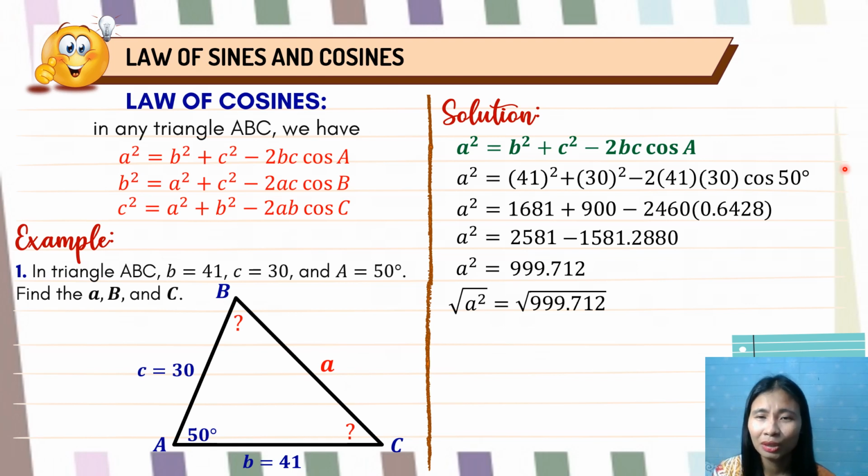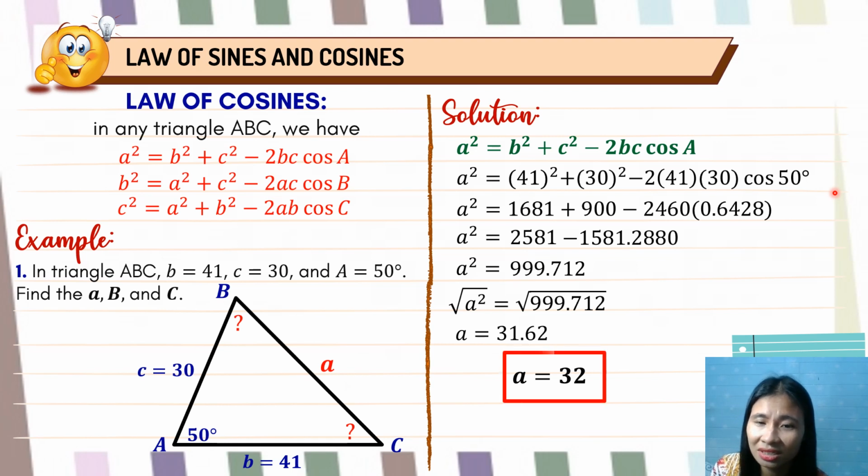And take note, though sometimes it comes to our mind that if we're talking about square root, the result is positive or negative. Remember, we are talking about sides here, meaning we are just going to make use of the positive value, which means A is equal to 31.62, approximately 32, or we try to round it off to the whole number. So now we already get the value of A.